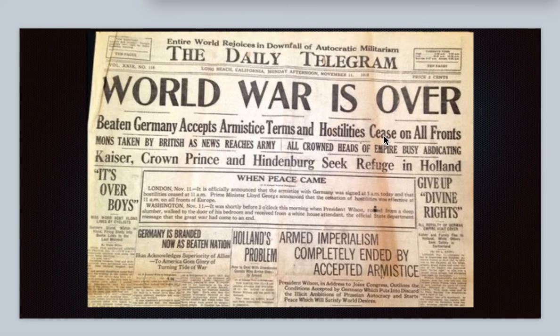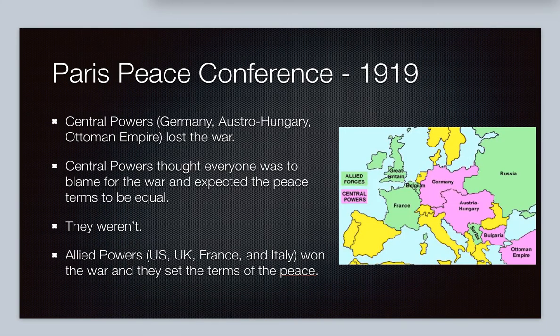So everybody was happy. It says, it's over, boys. Germany is branded now as a beaten nation. Armed imperialism completely ended by accepted armistice. So you've got a lot of things going on in this newspaper that's all related to the end of the war. So just a little recap.